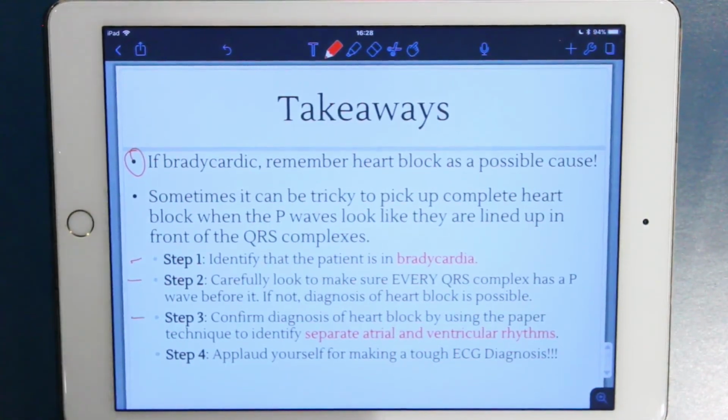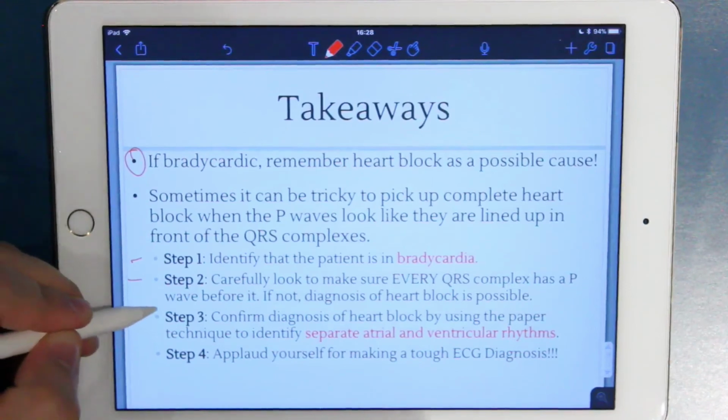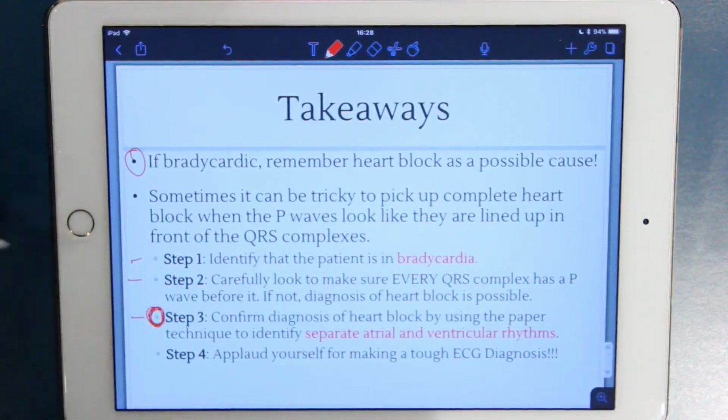Step 3. To exclude other kinds of heart block, make sure that the atrial and ventricular rhythms are completely dissociated and separate from one another. This is the most important point that distinguishes third degree AV block from the others. Step 4. If you've done that, applaud yourself for making a tough ECG diagnosis.